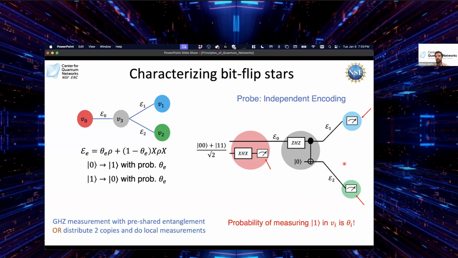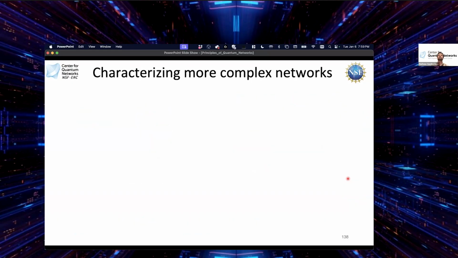So in the GHZ basis measurement, this is essentially what happens. Again, you don't need to do a GHZ basis measurement. You could do this by performing some local operations, but essentially the entangled measurement, this measurement that requires entanglement, is more powerful than the local measurement alone.